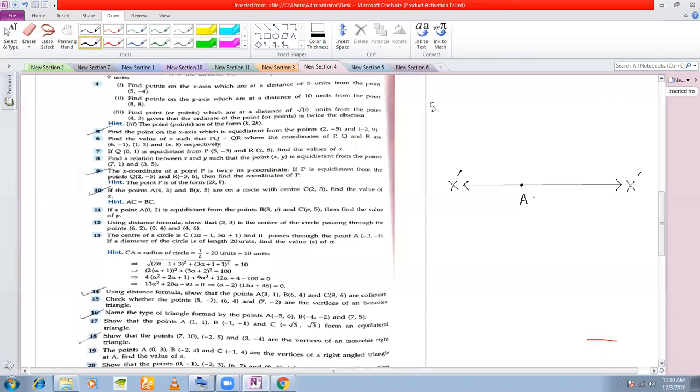So the question is find the point on the x-axis. I need to find out the coordinates of A, which is equidistant from the points (2, -5) and (-2, 9). Let us say (2, -5) is a point over here. Let us call this point P. And another point is (-2, 9), say somewhere over here. Let's call this point Q.